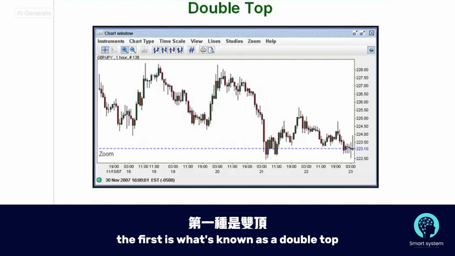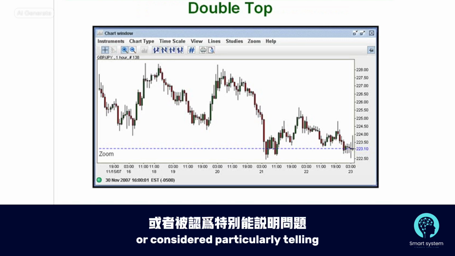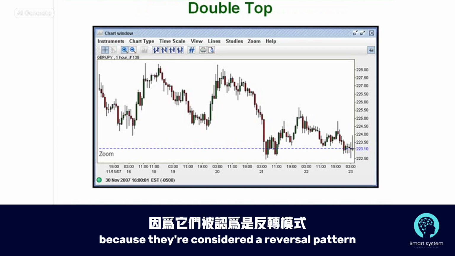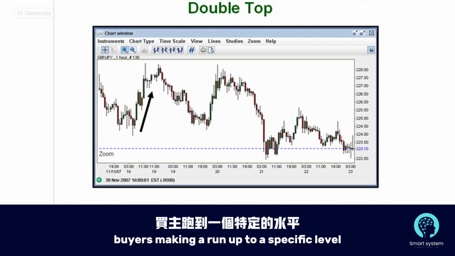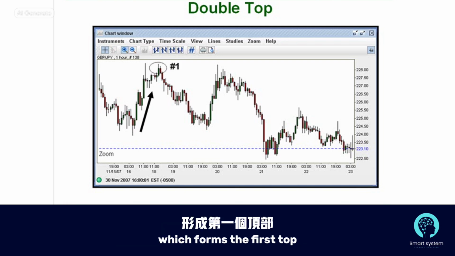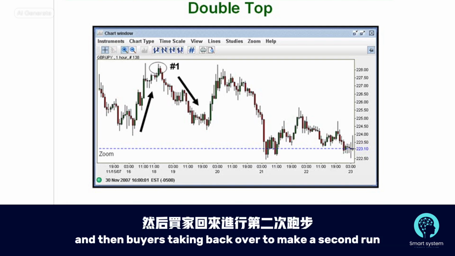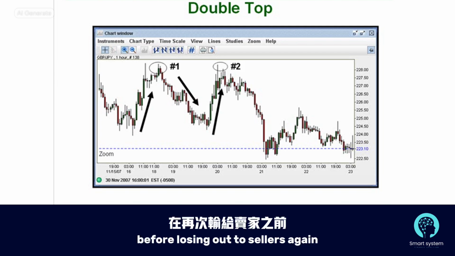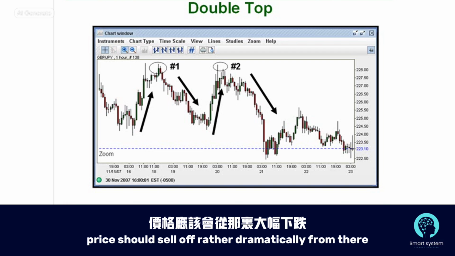The first is what's known as a double top, and you can see these pretty much anywhere on a chart, but they're particularly potent, or considered particularly telling, when they're at the top of a trend, because they're considered a reversal pattern. And basically what you're seeing here, from a supply-demand standpoint, is buyers making a run up to a specific level, which forms the first top, and then sellers taking over at that level, as buyers are unable to push through, and then buyers taking back over to make a second run at the same level, before losing out to sellers again. And the theory goes that after losing out to the sellers twice, the buyers aren't going to step back in, and therefore, price should sell off rather dramatically from there.